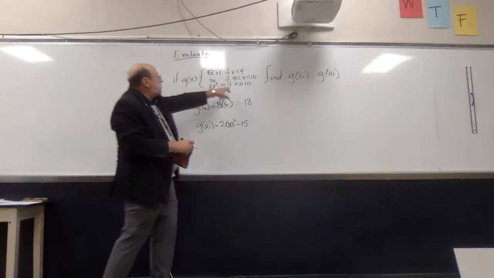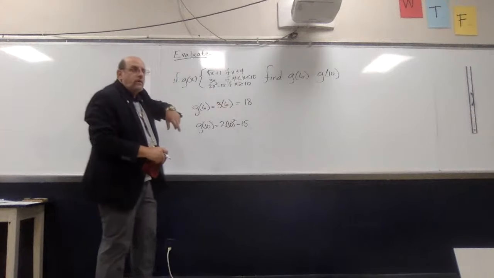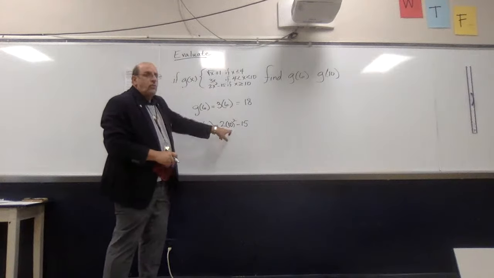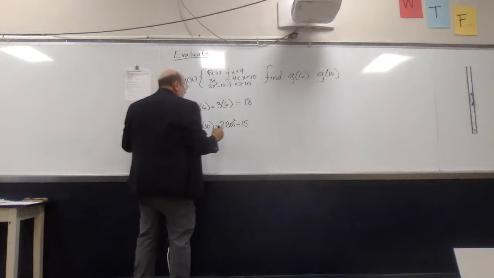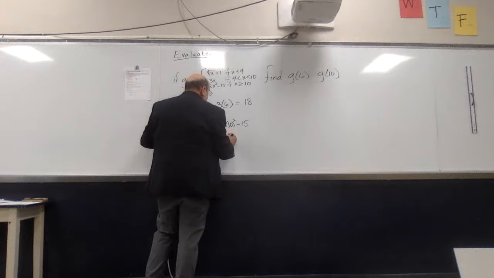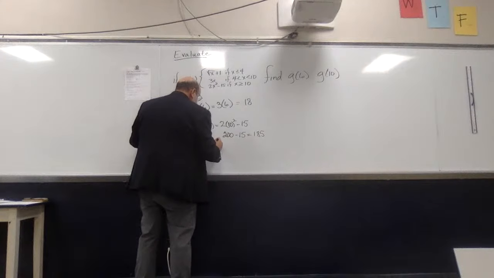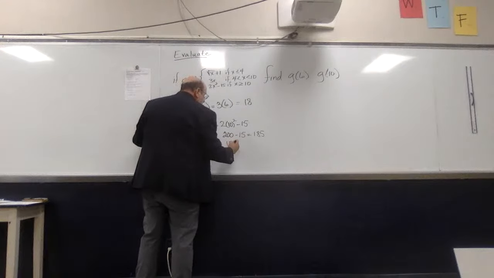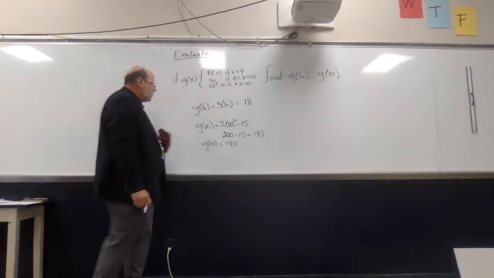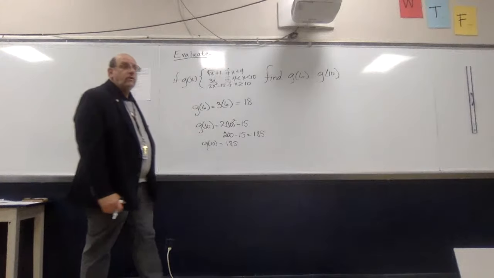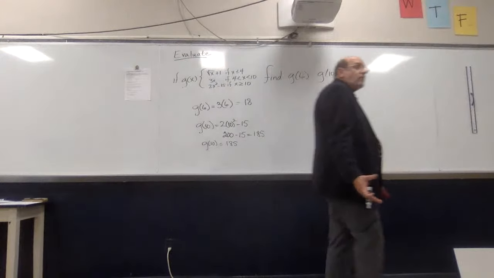Okay, so we use the last one because it's 10 or greater. And here we go. What's 10 squared? What's 10 times 10? 100. 100 times 2 is? 200. 200 minus 15 is 185. So g of 10 is 185. Cool? That's all you have to do.